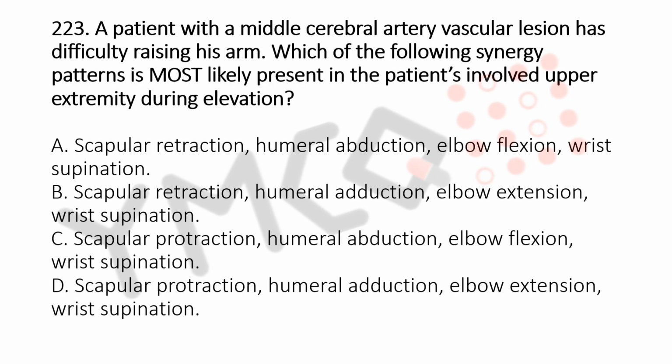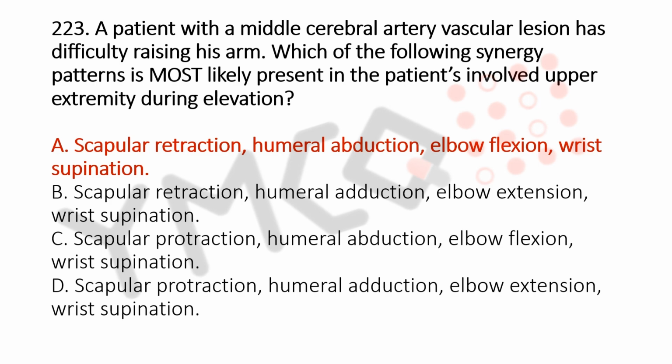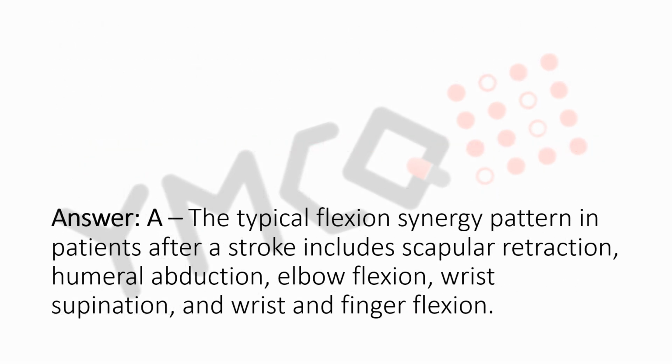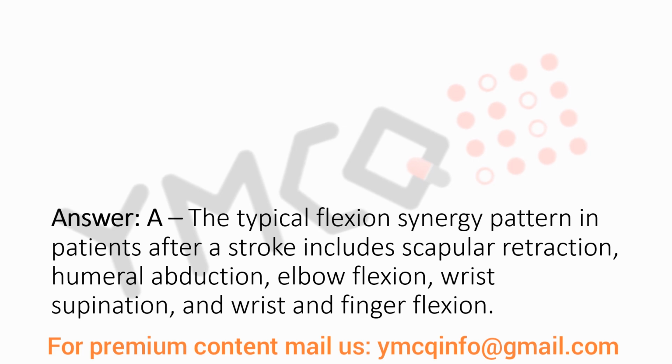Option C, scapular protraction, humeral abduction, elbow flexion, wrist supination. Option D, scapular protraction, humeral adduction, elbow extension, wrist supination. And the answer is Option A, scapular retraction, humeral abduction, elbow flexion, wrist supination. Explanation for this question is: the typical flexion synergy pattern in patients after a stroke includes scapular retraction, humeral abduction, elbow flexion, wrist supination, and wrist and finger flexion.